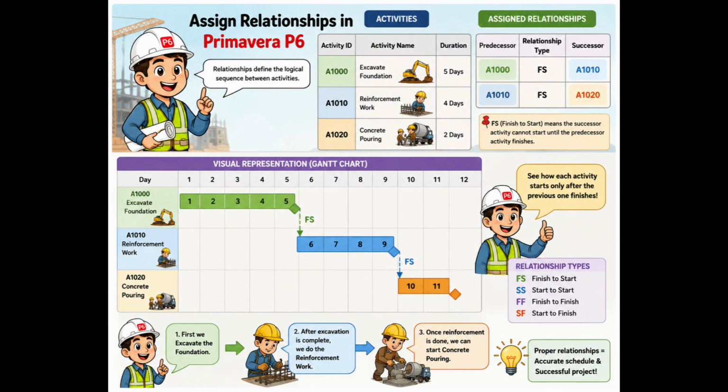The above image makes it easy to understand what a relationship is and how activities are interconnected. For example, consider 3 activities: excavate foundation, reinforcement work, and concrete pouring. The reinforcement work can start only after the excavation activity is completed. Similarly, concrete pouring can begin only after the reinforcement work is finished.